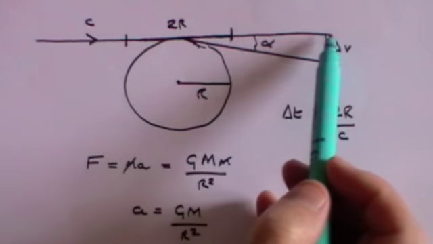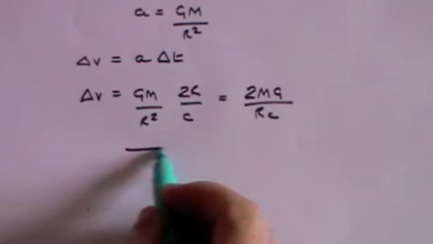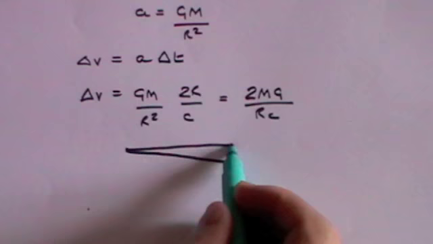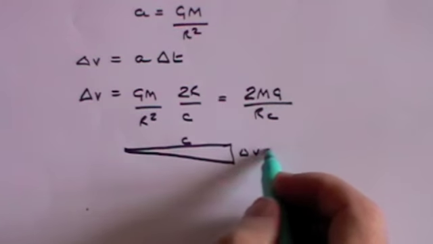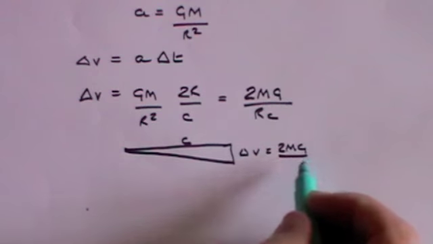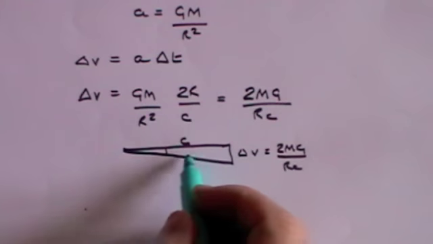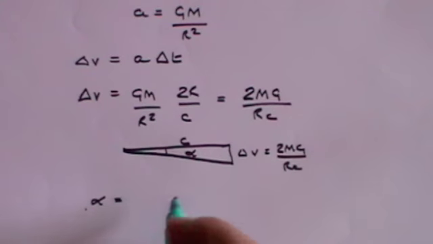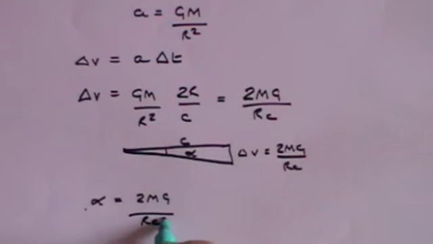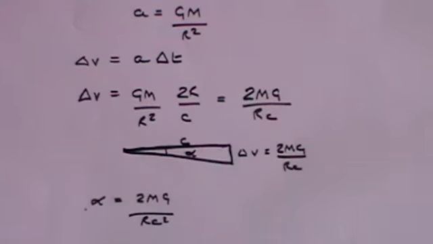This is the speed c, this is the change in velocity delta v. So let's draw that. This is the speed c vector, this is delta v, and delta v is 2GM over rc. And if this is a small angle, alpha, then you can say that alpha is equal to 2GM over rc squared. In other words, it is this distance divided by this distance.